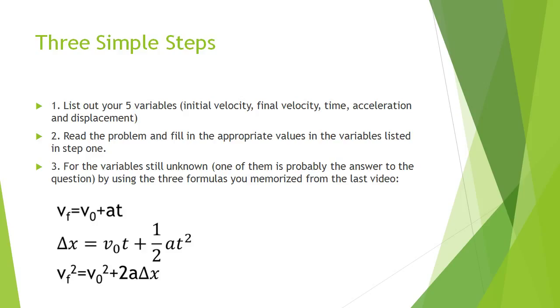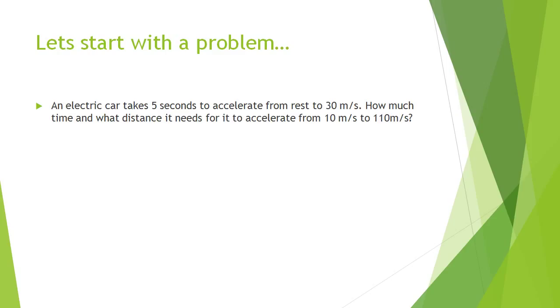So for step 3, for the variables that are still unknown, in which probably one of them is the answer to the question being asked, use the 3 formulas that I told you to memorize from the last video. In which, if you have not memorized it by now, here are the 3 equations: VF equals V0 plus AT, delta x equals V0t plus half AT squared, and VF squared equals V0 squared plus 2a delta x.